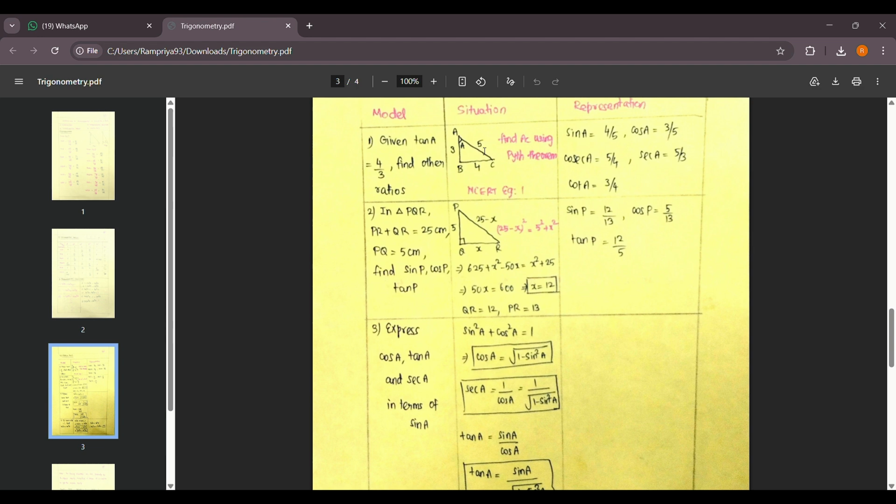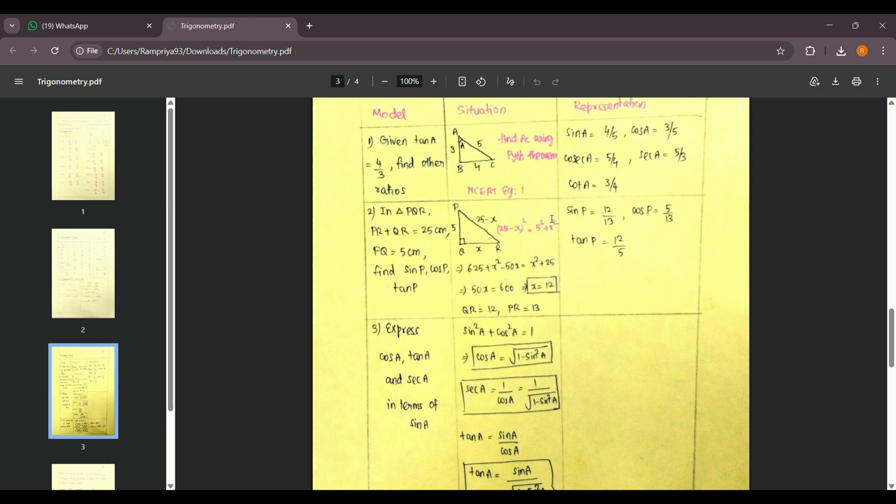Cos A is 3 by 5. And cosecant is the reciprocal of sin, 5 by 4. Secant is the reciprocal of cos, 5 by 3. And cot is the reciprocal of tan, which is 3 by 4. That's it. So very simple one.